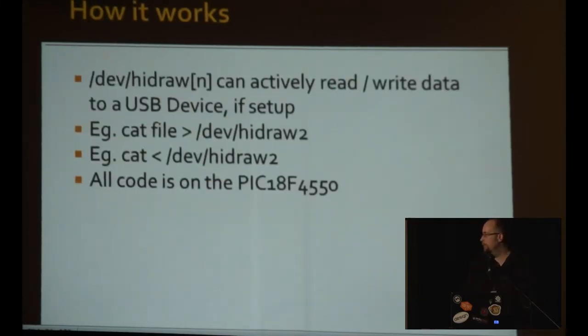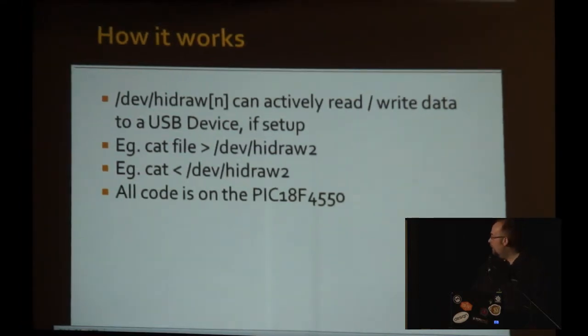So how this works, what we're going to do is, because we have already enumerated our system, we're going to use /dev/hidraw directly, in this case hidraw2, because it's on sort of the second bus, to actively read and write data, just strictly using cat. If we want to write, we cat the file to that dev, and if we want to read it, we just sit there and read. All the code for this is set up on the PIC18F, and there's nothing else. All we do is cat a file in and cat a file back.